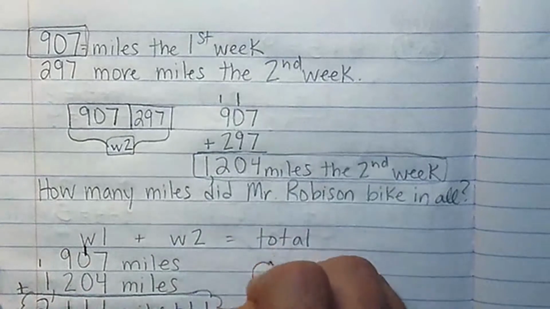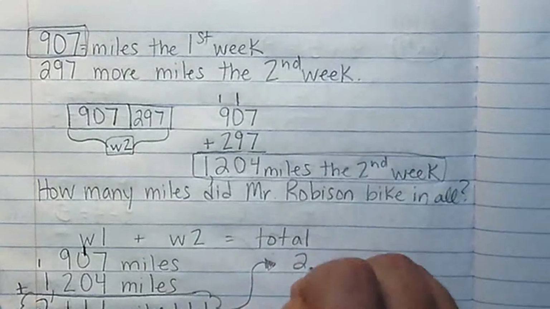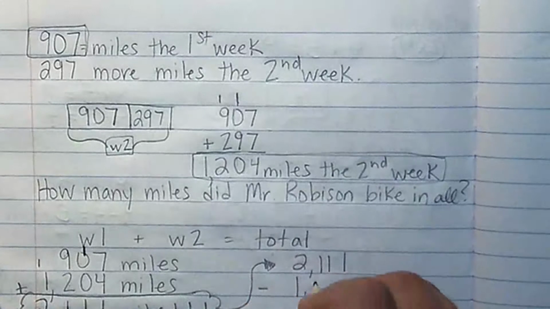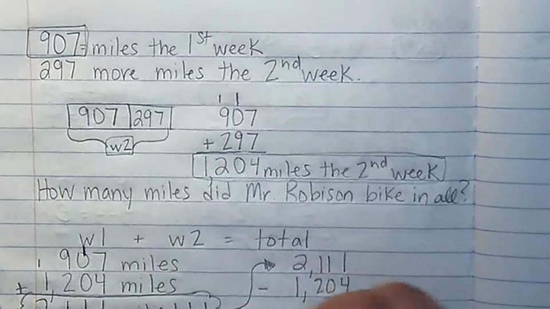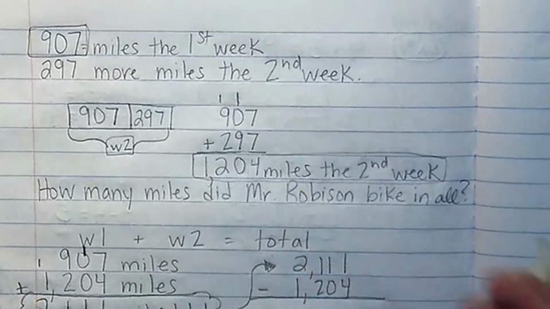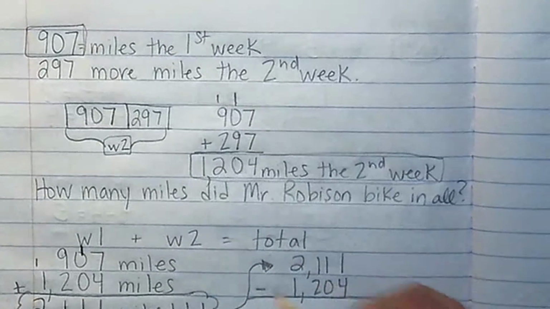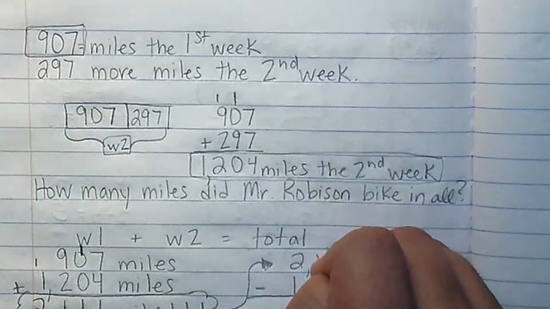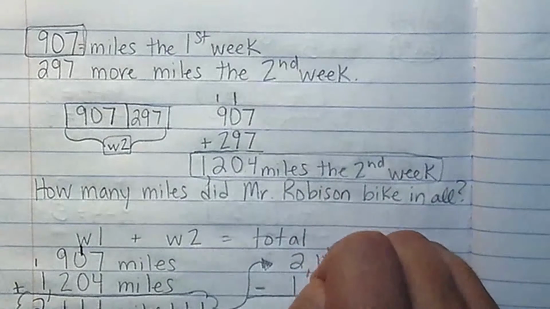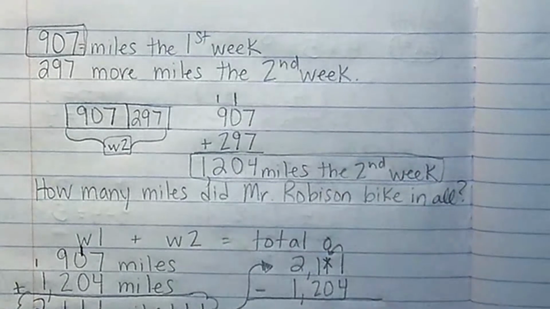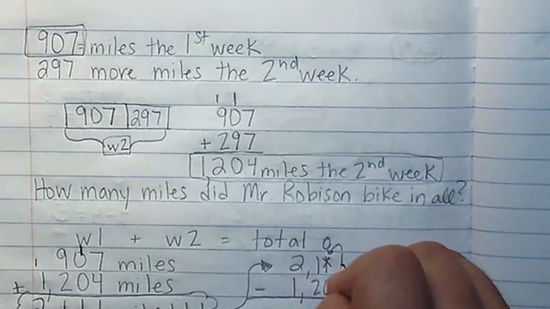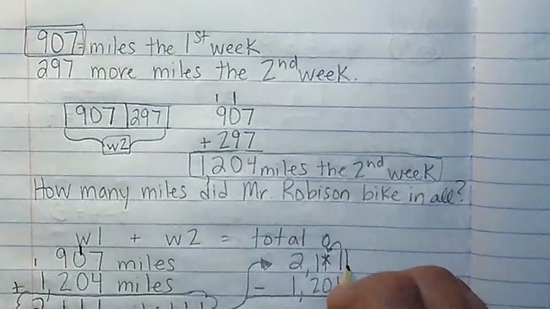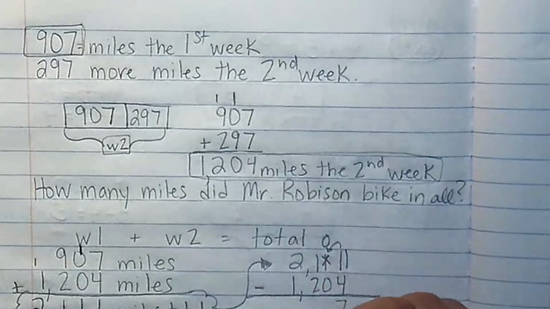So I'm going to rewrite my number on top, 2,111, and I'm going to subtract 1,204. What is 1 take away 4? I can't do it, so I have to go next door. Neighbor, neighbor, can I borrow 1? Sure. Now they have none left. And I brought 10 back with me. What's 10 plus 1? 11. What's 11 take away 4?